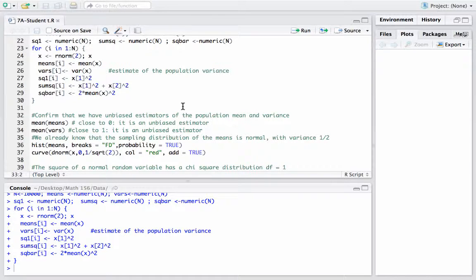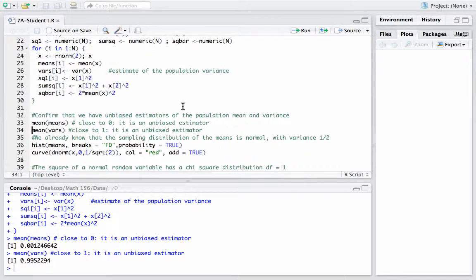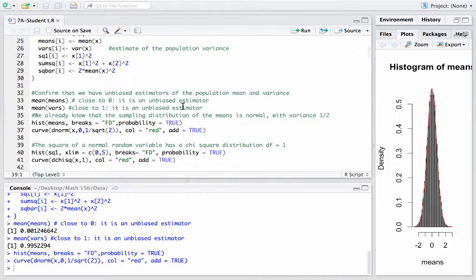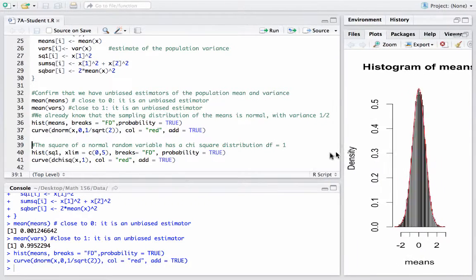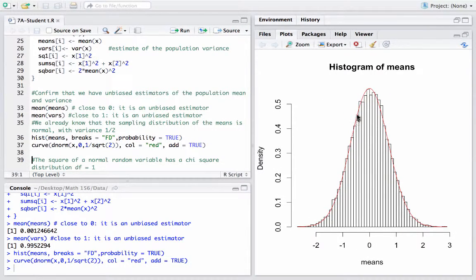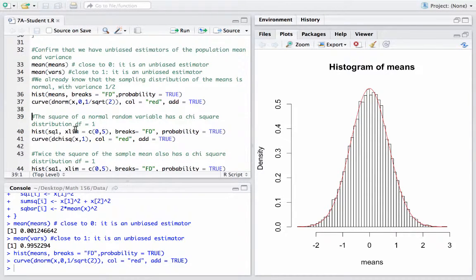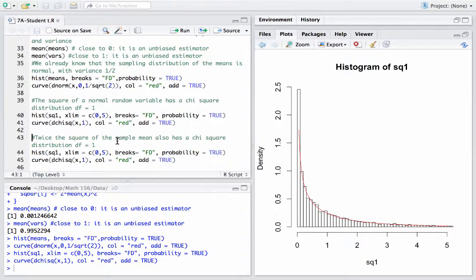Okay, so the mean of all these sample means should be very close to 0. Our mean of all the sample variances should be very close to 1. And we know from properties of the normal distribution that the sampling distribution of the mean is normal with variance 1/2. Let's make this a little bigger on the right here. Sure enough, our stochastic data very nicely matches the theoretical distribution. Now square 1, which is just the square of the first sample, should be distributed chi-square with 1 degree of freedom because we have one squared normal variable, and sure enough, it is.